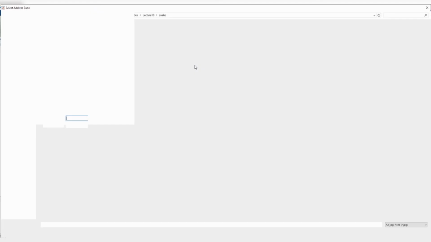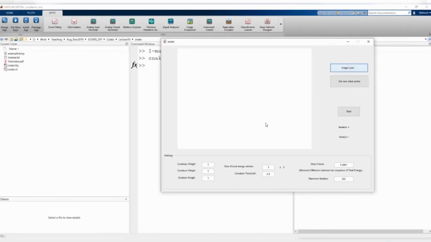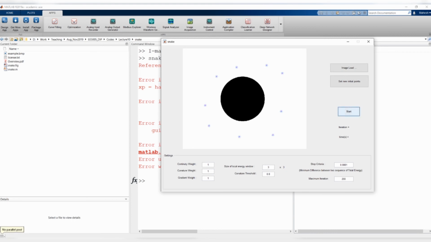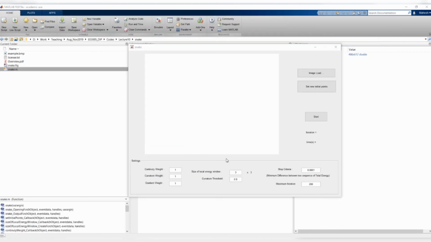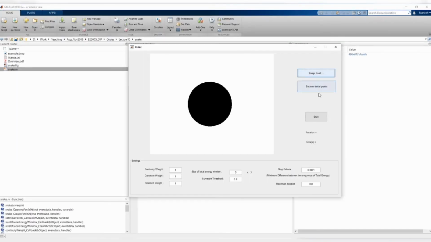Now let me load the example image given by these people. Let me just load that image. And now I need to set the new initial point. So let me just mark certain points, and then you start. Okay, so some error. I think I didn't do it properly last time. So let me just do it again for you. Let me just load the original image. Okay, so that's it. You will need to set the points and then press enter, then start.